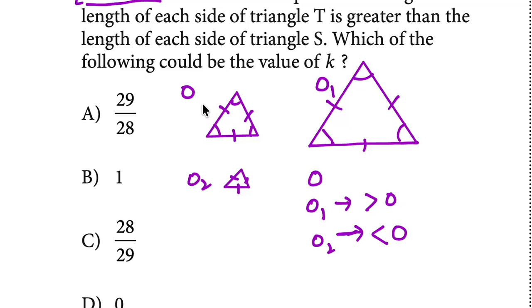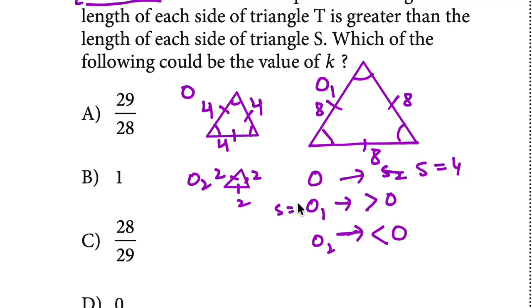Maybe the original side is 4, so this is 4 and this is 4. And this one is 8, this is 8 and this is 8. And for this, the sides are 2, 2 and 2. So the original side is 4, in this one the side is 8, and in this one the side is 2. Here the scale factor is half, because every time you are just taking half of the original one. And here the scale factor is 2.